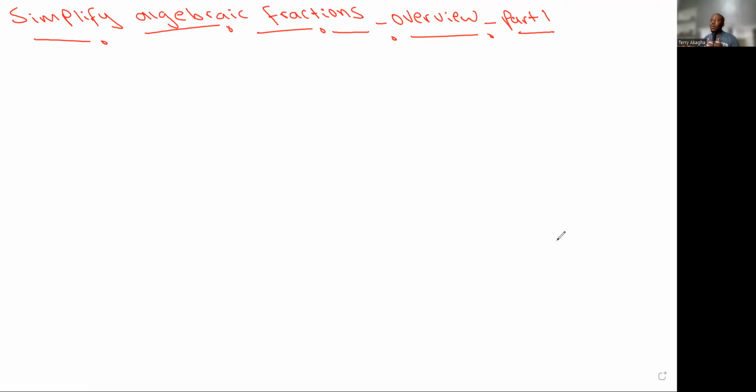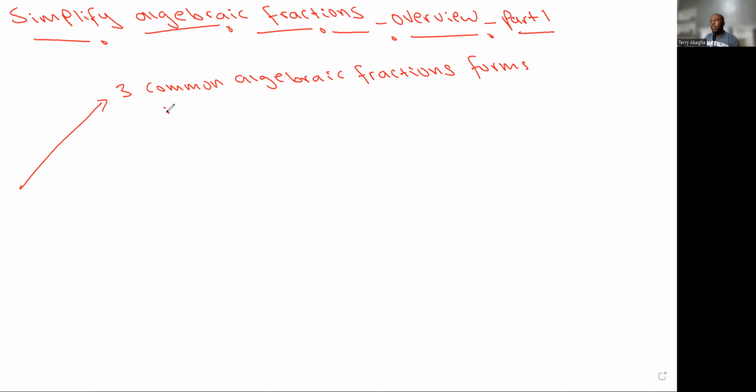Now, in this series, we're going to talk about three ideas on how we simplify fractions, okay? There are basically three ways of doing this. The first one is when you have the three common forms of algebraic fractions. We're going to talk about how we simplify the three common algebraic fraction forms.